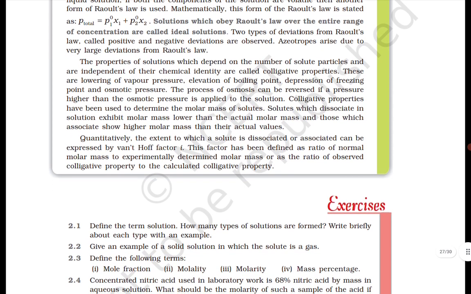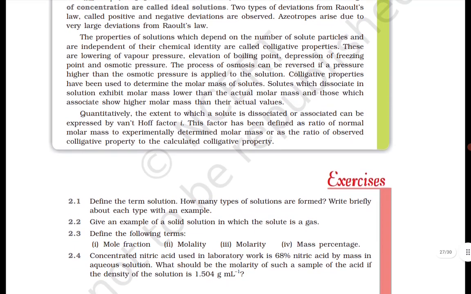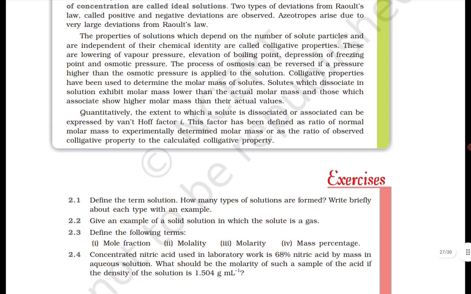The properties of solutions which depend on the number of solute particles and are independent of their chemical identity are called colligative properties. These are the relative lowering of vapor pressure, elevation of boiling point, depression of freezing point, and osmotic pressure. The process of osmosis can be reversed if pressure higher than the osmotic pressure is applied to the solution.